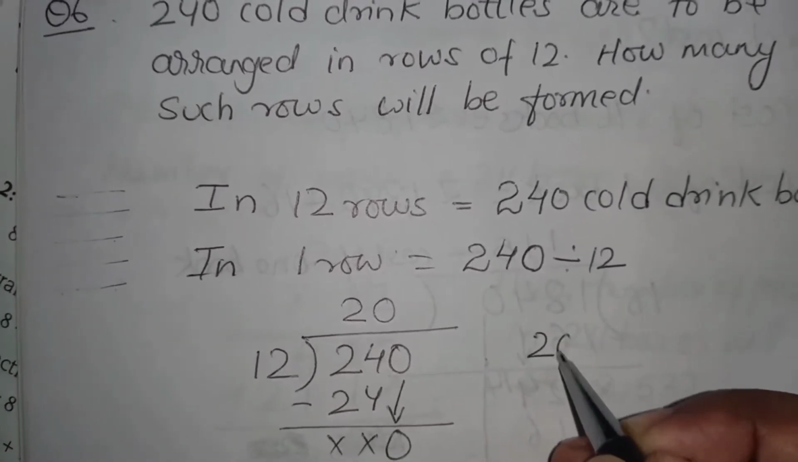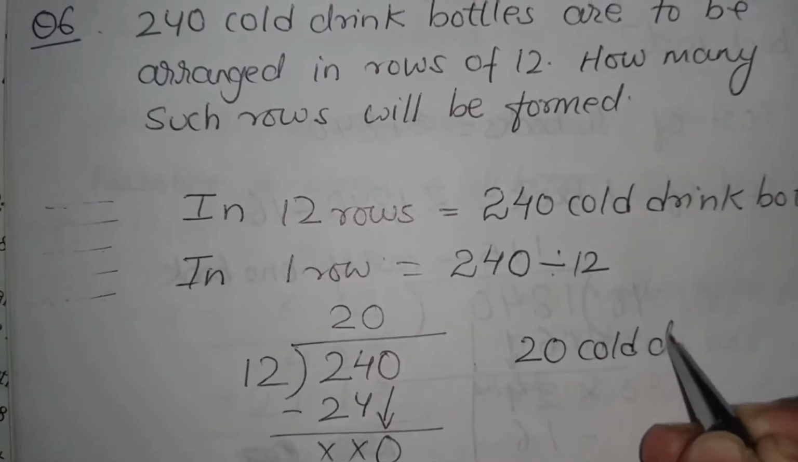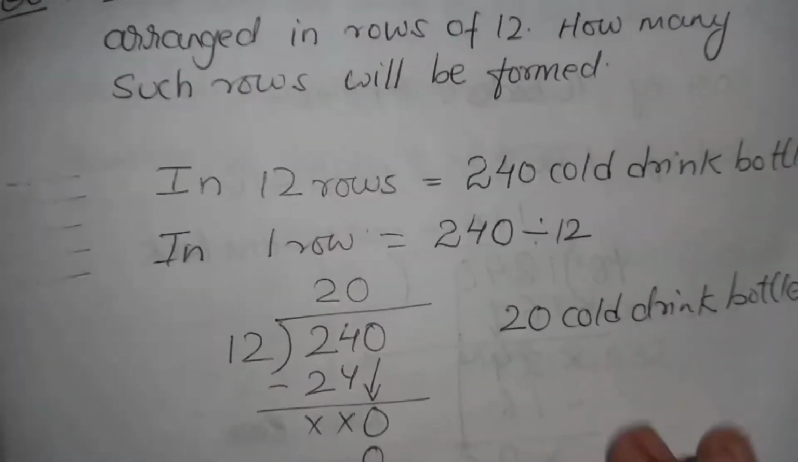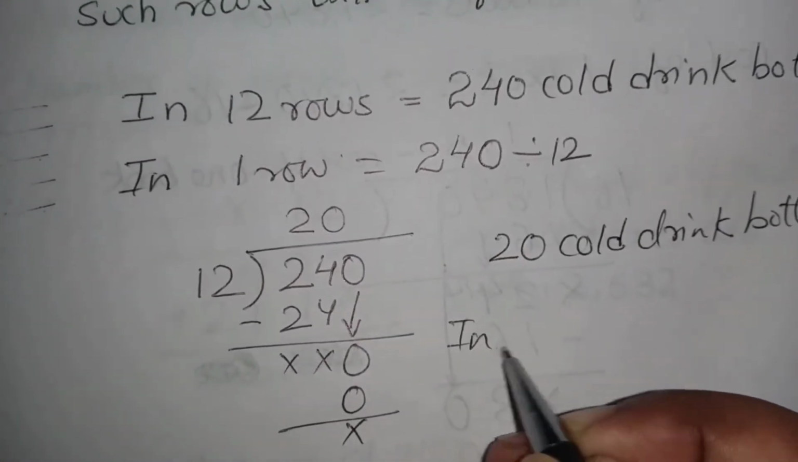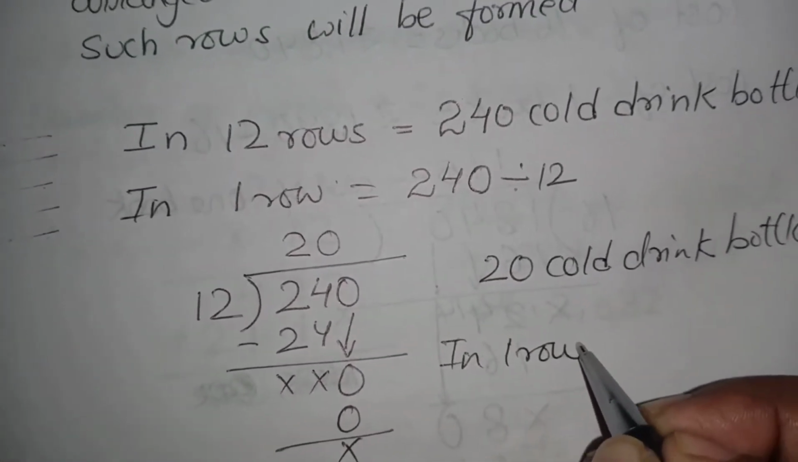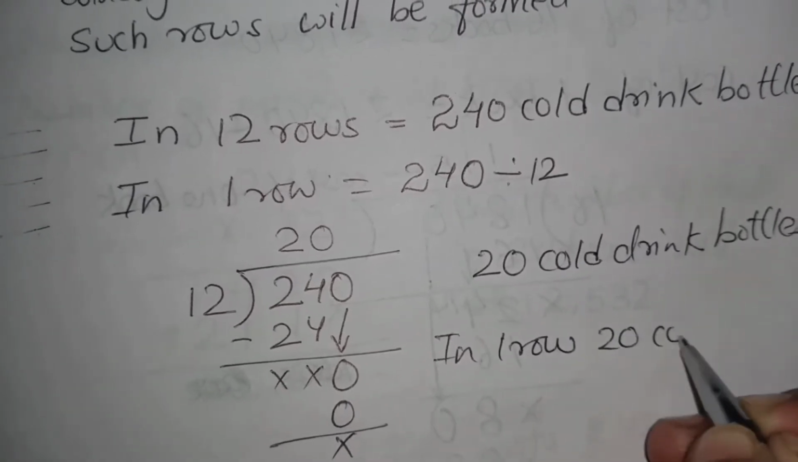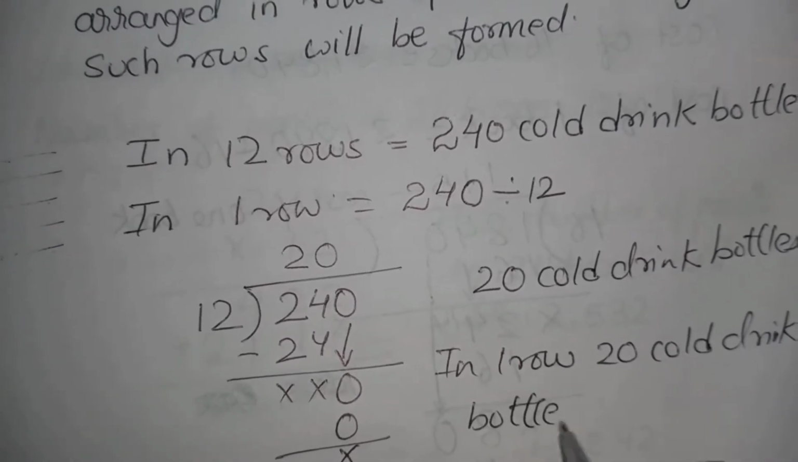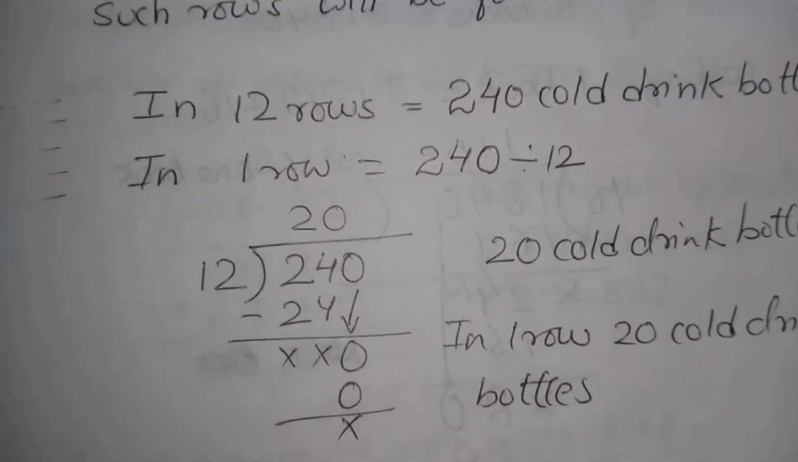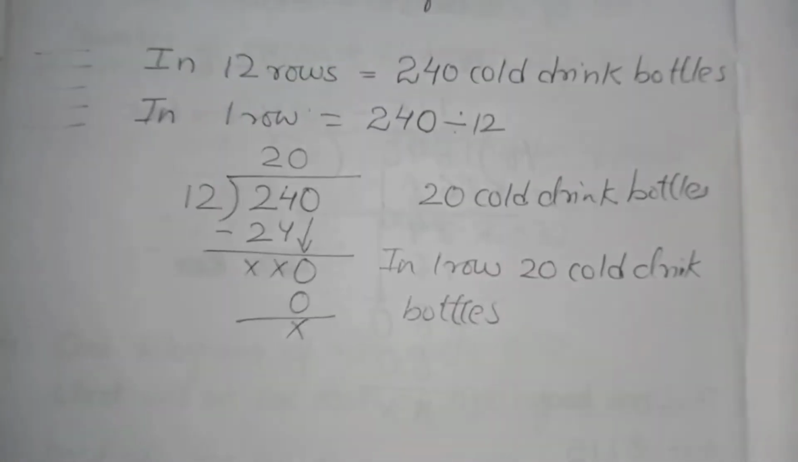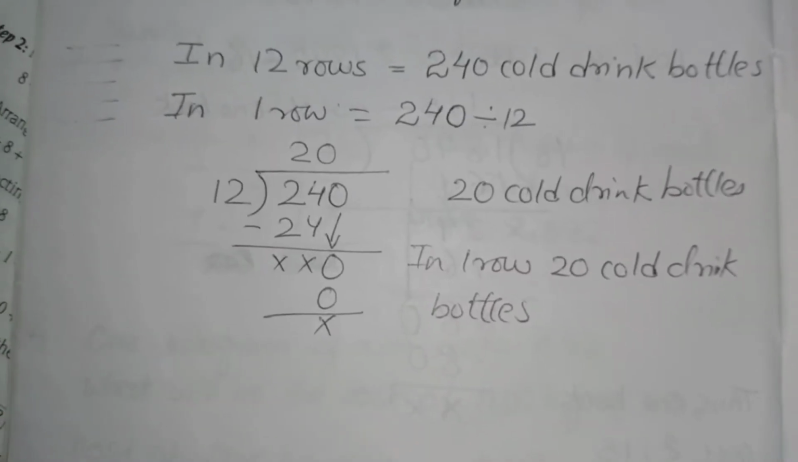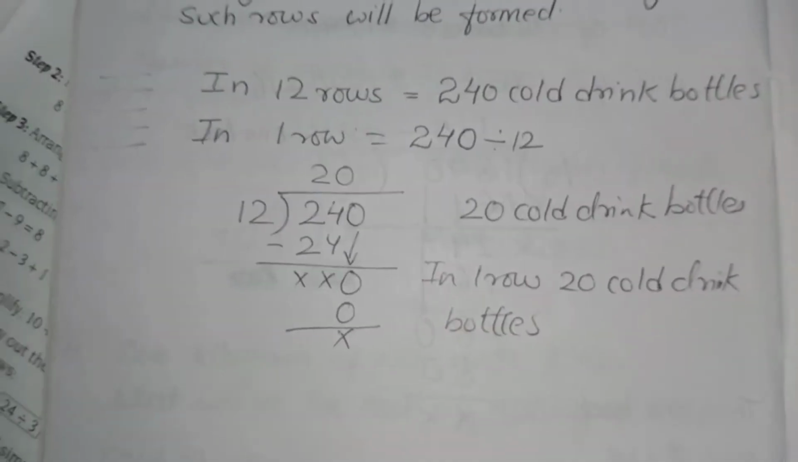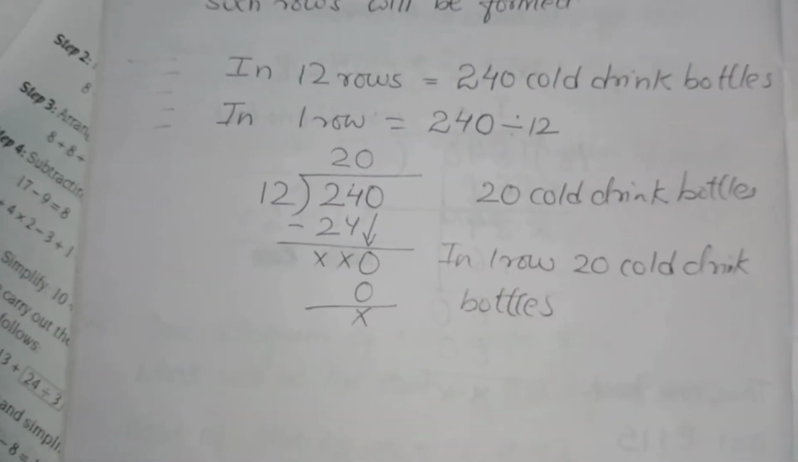So let's write here, in one row, 20 cold drink bottles. I think you have understood. So in one row how many bottles will be there? There will be 20 bottles in one row. So in 12 rows how many will be there? In total 240 cold drink bottles.